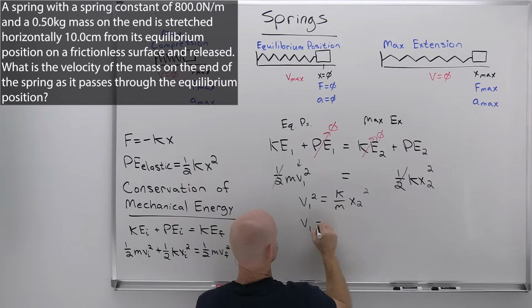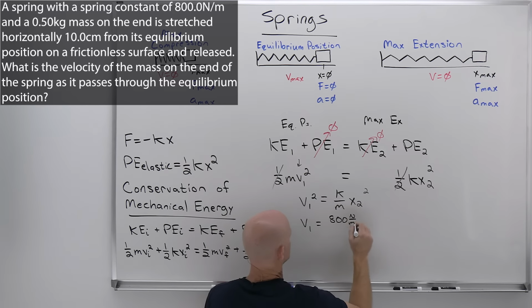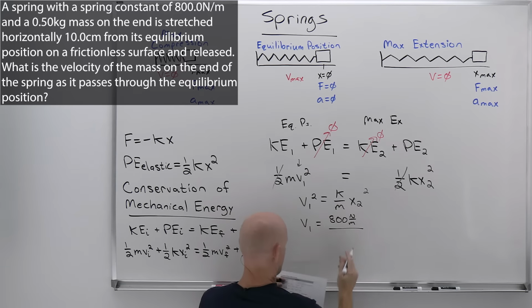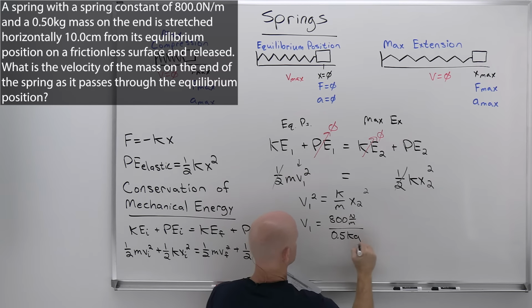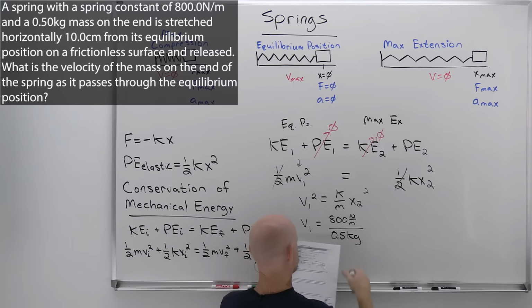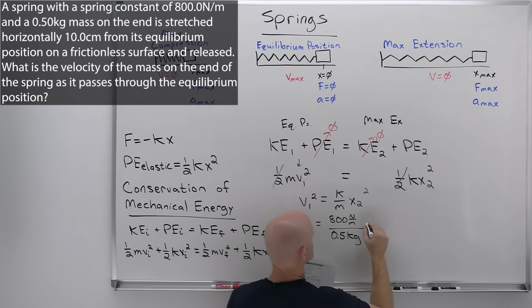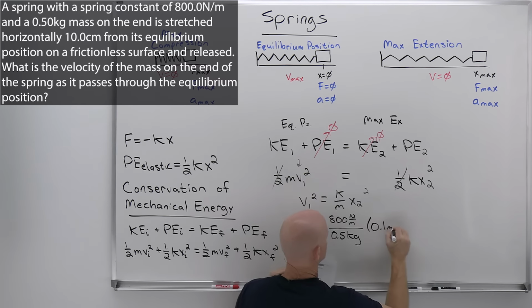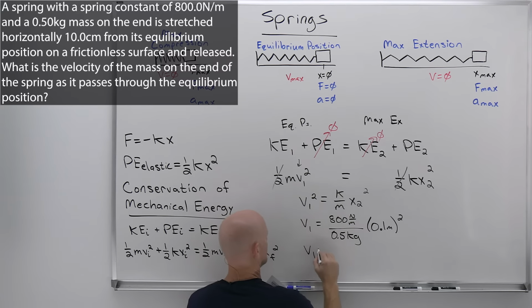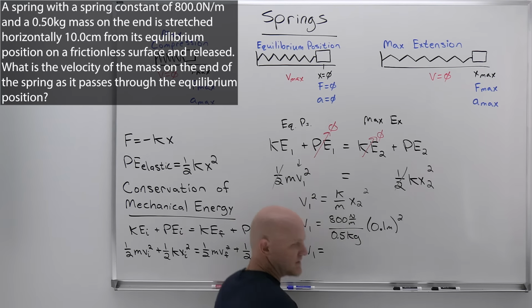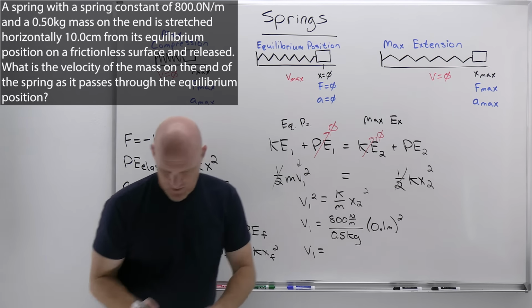And now we can start plugging some numbers in. The spring constant was given as 800 newtons per meter, 800.0 technically. Mass was given as 0.5 kilograms. And then the position of max extension, we stretched it maximally 10 centimeters, which is 0.1 meters. Don't forget to square it, the most common mistake students make. And now we can solve for that velocity through the equilibrium position.